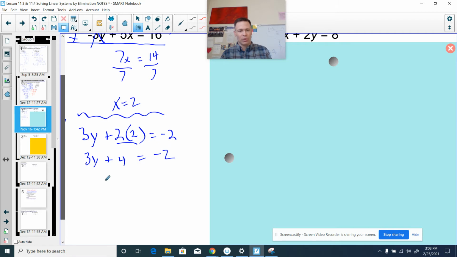And now I got a two-step equation, right? What's happening to y? It's being multiplied by 3, and then I'm adding 4. So I will undo that by starting to subtract 4. That gives me 3y is equal to negative 6. I will now divide by 3. And I get y is equal to negative 2.